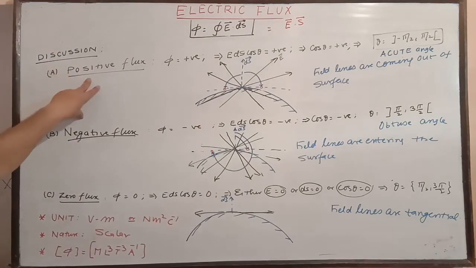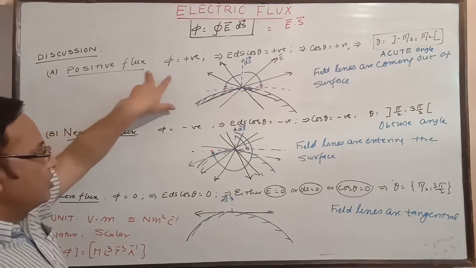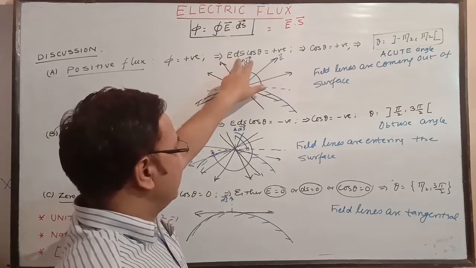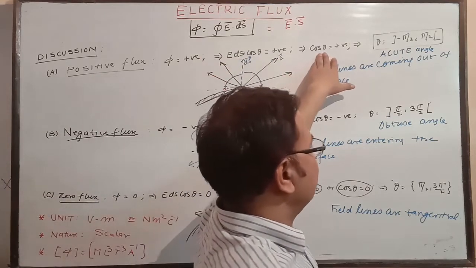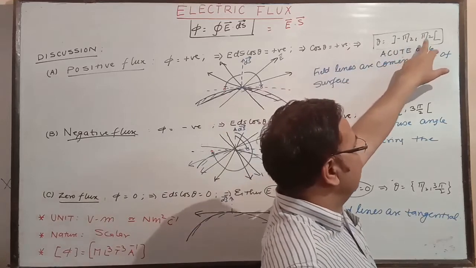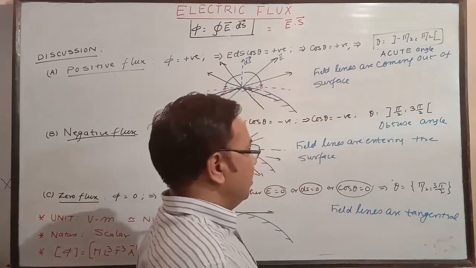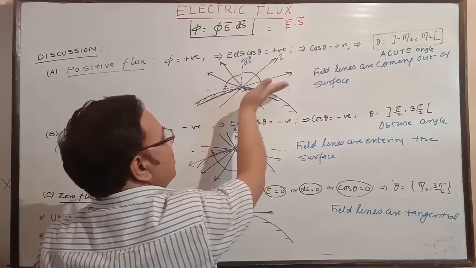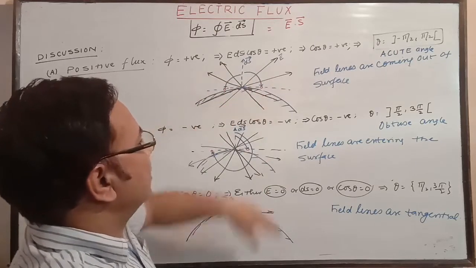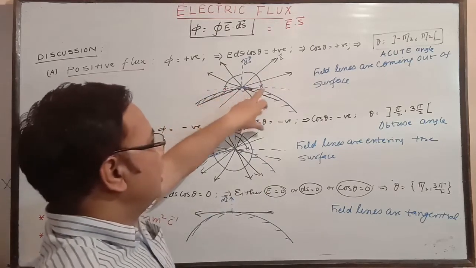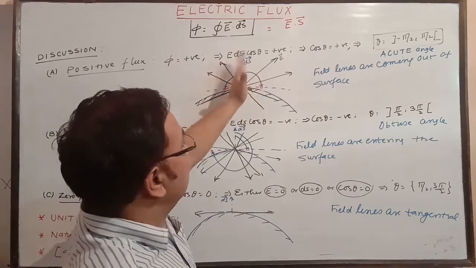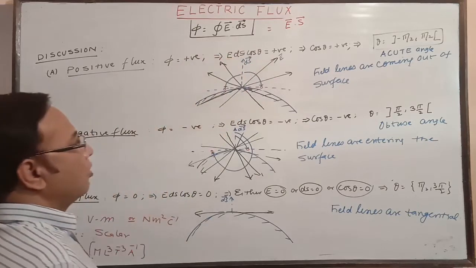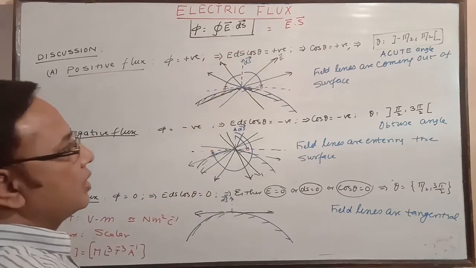Now the discussion point: positive flux. What is the meaning of positive flux? Phi positive, so it is quite obvious that E ds cos theta is positive. E is a magnitude and ds is a magnitude, always positive, so cos theta has to be positive. Cos theta positive means the angle is in the first and fourth quadrant, an acute angle, in an open interval. So it is less than 90 degrees on both sides. This is the open interval I am showing. So field lines are coming out. Less than 90 means field lines make less than 90 degrees with the normal or the area vector, you can say. So the field lines are coming out of the surface.